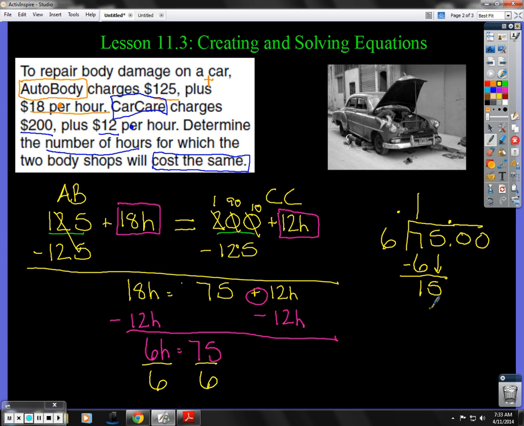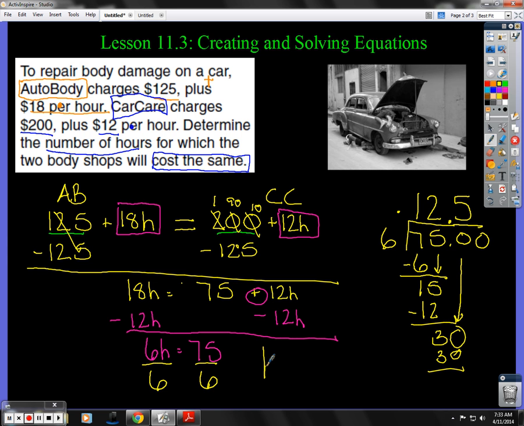How many times will 6 go into 15? Or what times 6 will give me close to 15? Well, that is 2. 6 times 2 is 12. I subtract. That is 3. I bring down the next number, which is a 0. How many times will 6 go into 30? Or what times 6 gives me close to 30? Well, here I'm lucky. 6 times 5 gives me exactly 30.